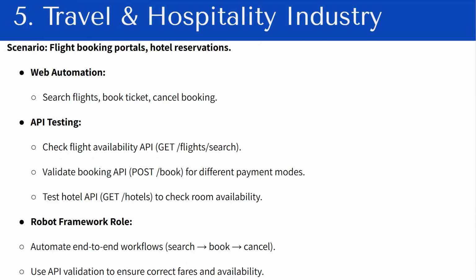Now there is one more: travel and hospitality. Here you see searching flights, booking tickets, and canceling bookings. These are done through web automation. When you do UI testing, you'll be testing these things. But in API testing, this comes under checking flight availability, validating booking APIs, and testing hotels. These come inside API testing. Again, Robot Framework helps us automate both together or separately. Basically, Robot Framework is a platform where we do these testings, and these are the different testings that we perform in a project.